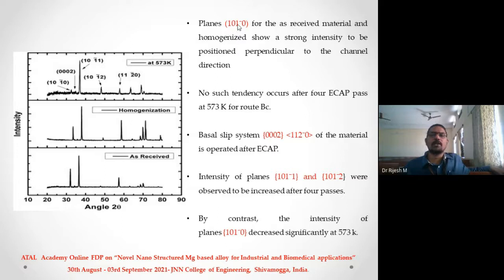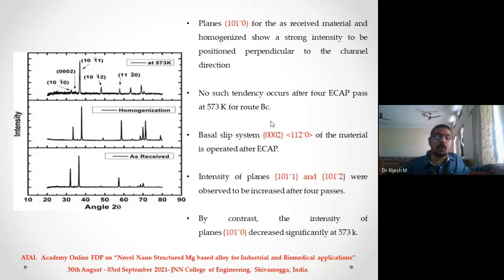See, the 101 bar 0 plane, the first plane in the as received condition. You can strongly see that in the as received condition, you do not see that in the ECAP specimen. So the plane for the as received and homogenized material shows a strong intensity in the position perpendicular to the channel direction. You don't see such a tendency at 573. You don't see this plane at all.